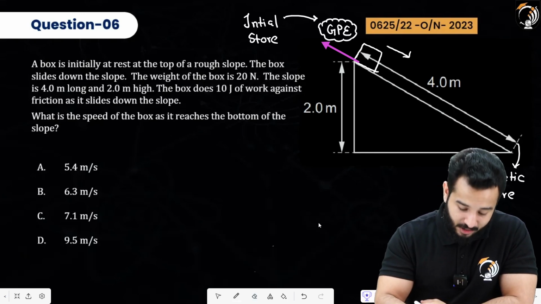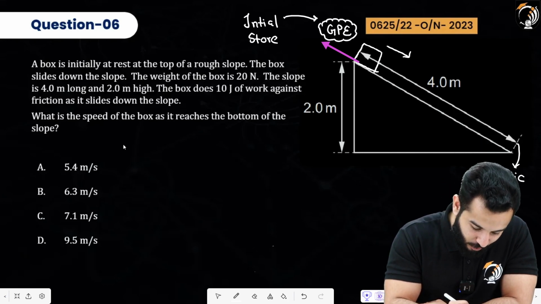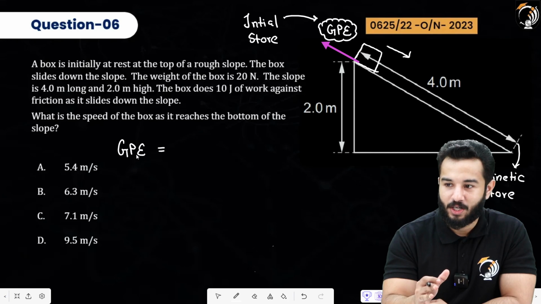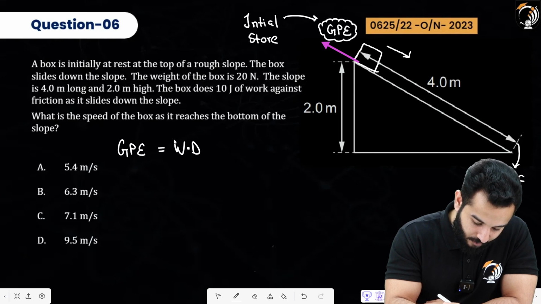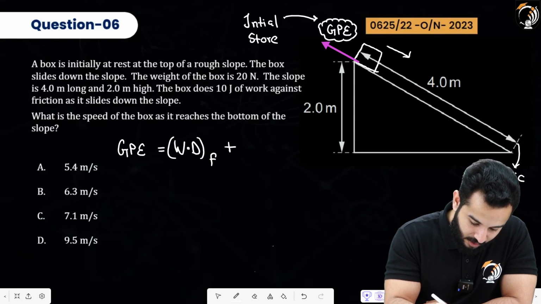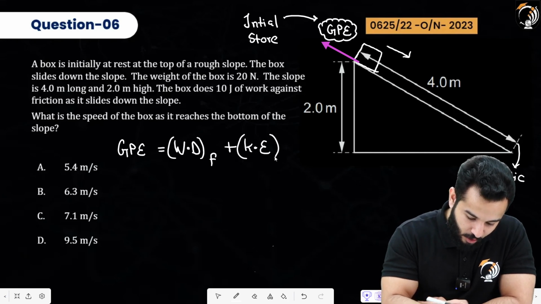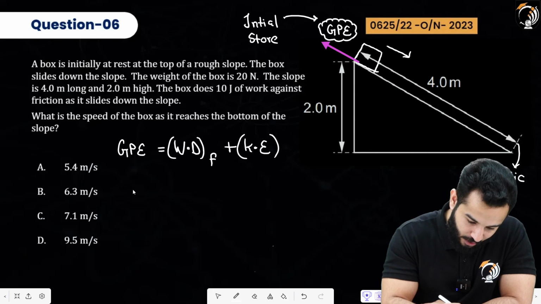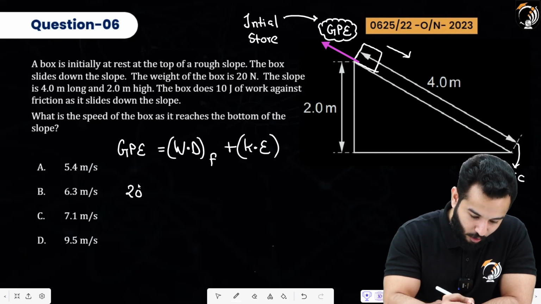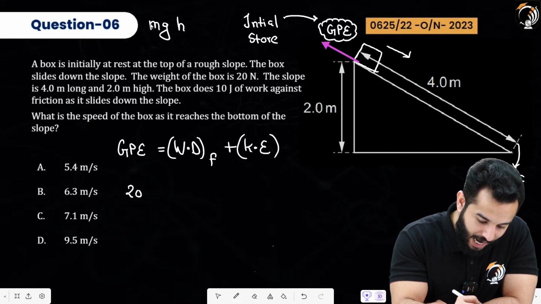So I'm going to write now, this is actually the conservation of energy. We are going to say that initially we only had gravitational potential energy, and the gravitational potential energy got spent into two things, that is work done by friction plus the left out energy in the kinetic store. So the weight of the body was 20 Newton. So I'm just going to write 20 because the gravitational potential energy is mgh and mg is weight.